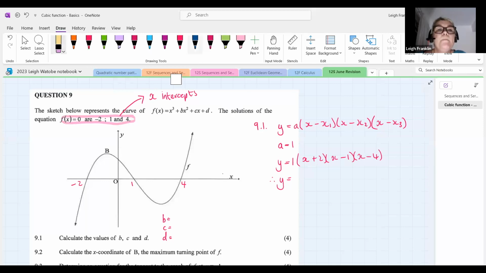So by them saying to you f of x equals x cubed, they are telling you that the number in front of the x cubed is equal to 1. That's why I said a is equal to 1. We can never make an assumption that it is equal to 1, but they're specifying it here in this case, so we're allowed to interpret it as such.